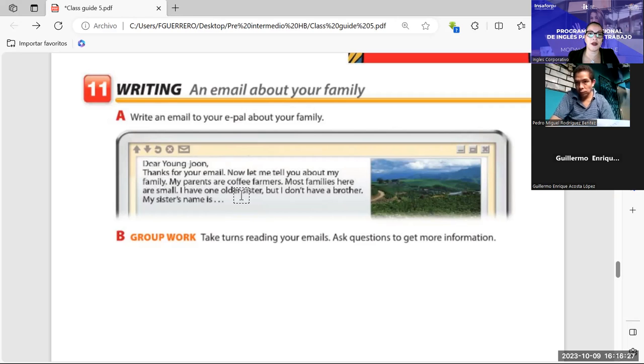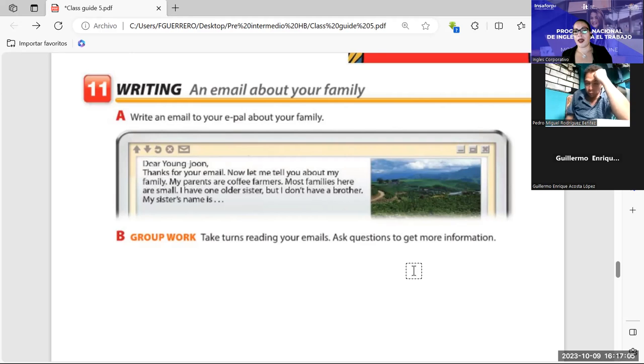Imagine that your email is for an e-pal. An e-pal es como un amigo con el cual se comunica nada más por internet. Pues un amigo en el extranjero, con el cual nada más se pueden comunicar vía email, o chateando, texteando. A eso se le llama e-pal. So, el ejercicio es como escribir un correo a su e-pal about your family. Y ahí tienen un pequeño ejemplo. Luego vamos a leer el pequeño correo cuando ya hayan terminado.